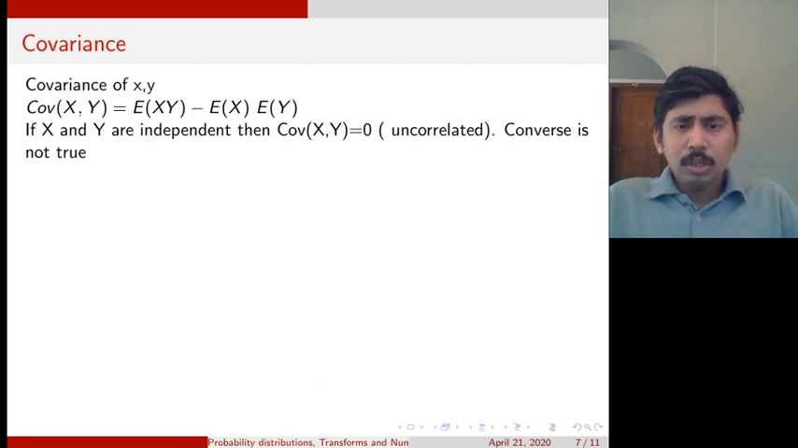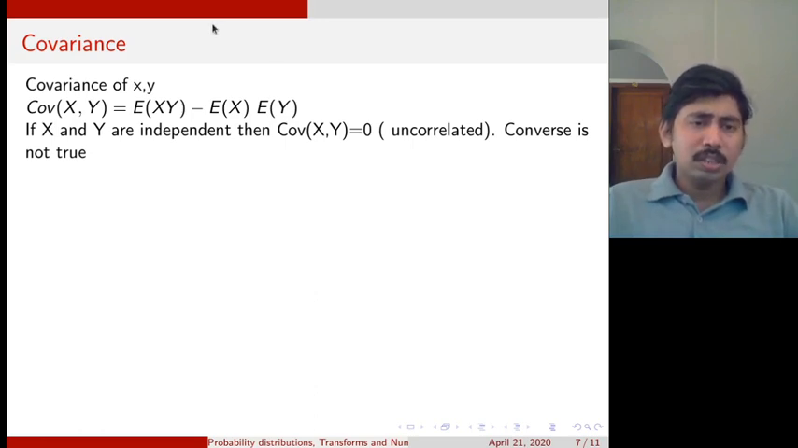So if you need a converse example, then take x as a uniform random variable in the range -1 to 1, and take y equal to x square and work out the remaining. Check what the covariance of xy is. You will get 0, but we all know that x and x square are not independent. Any change in x will be reflected in x square also.